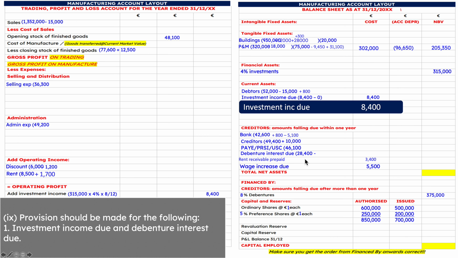Then in my debenture interest due, my debenture interest for the year was 28,400. I didn't pay any of it, so at the end of the year I owe €28,400.